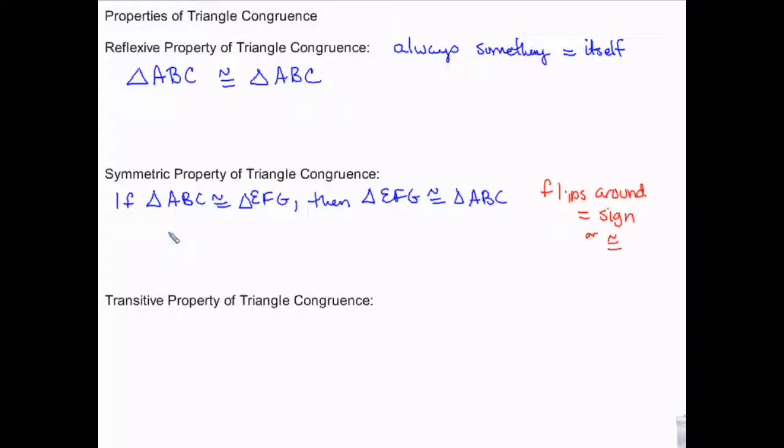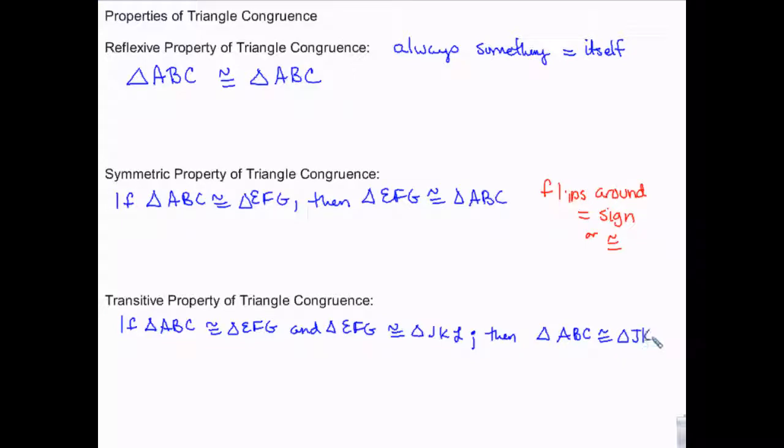And then you have the transitive property that tells us if triangle ABC is congruent to triangle EFG and triangle EFG is congruent to triangle JKL, then triangle ABC is congruent to triangle JKL. What the transitive property does is you go through this middleman. You'll always see a statement in the middle that is something and itself.